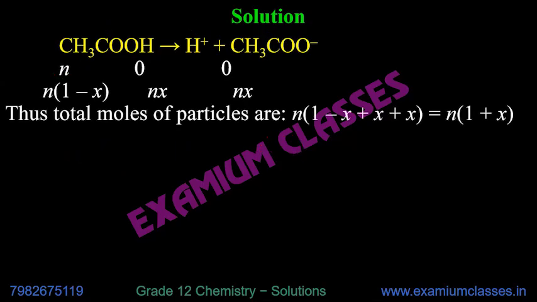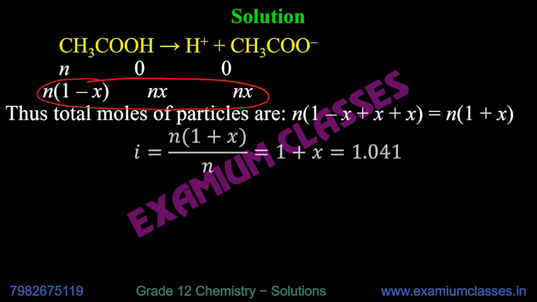So total number of moles after dissociation we can calculate by adding these. After it will be the sum of these. And from here we can calculate the value of i, after divided by before, n. So whether you consider n or you don't consider n, the value of i will be the same, 1 plus x.